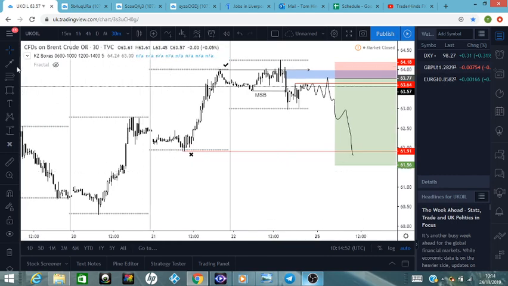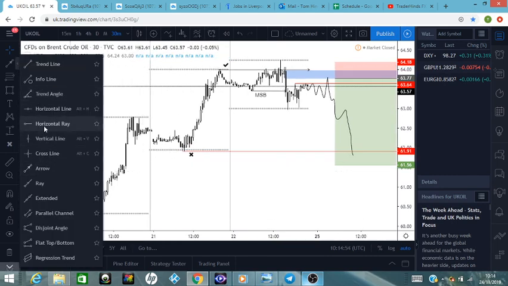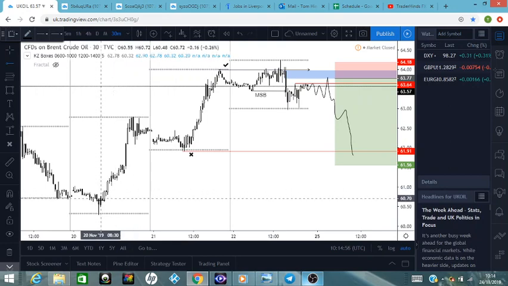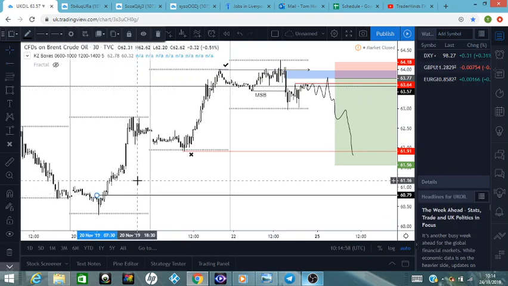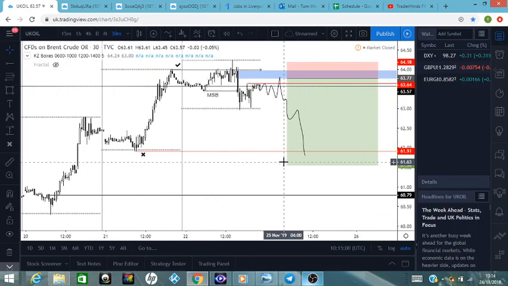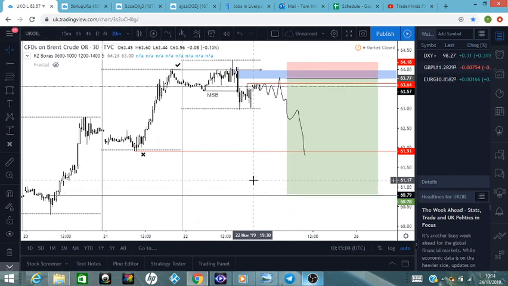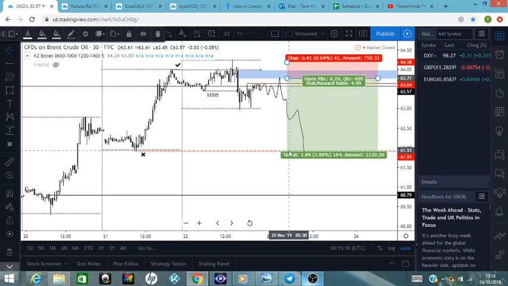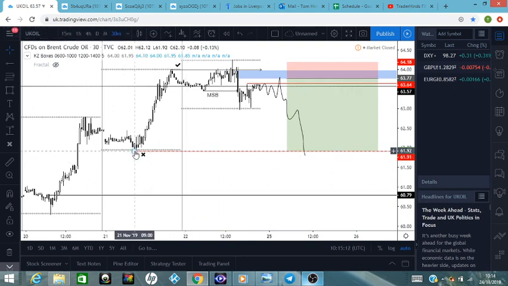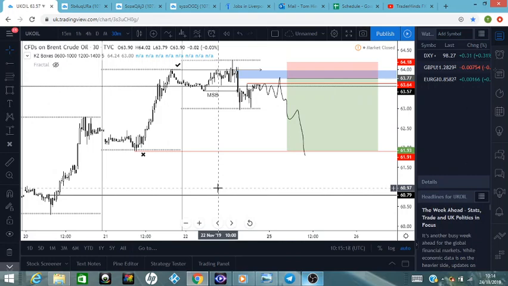I do believe that we could quite well see this order block tested. So I would potentially look at 60.79 on Brent oil to be tested, but my first target will always be the obvious previous day's low. So in regards to Brent oil, that's how I see it.